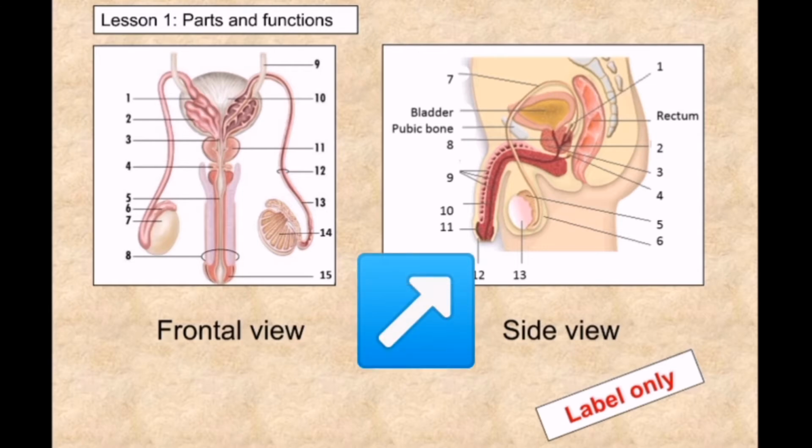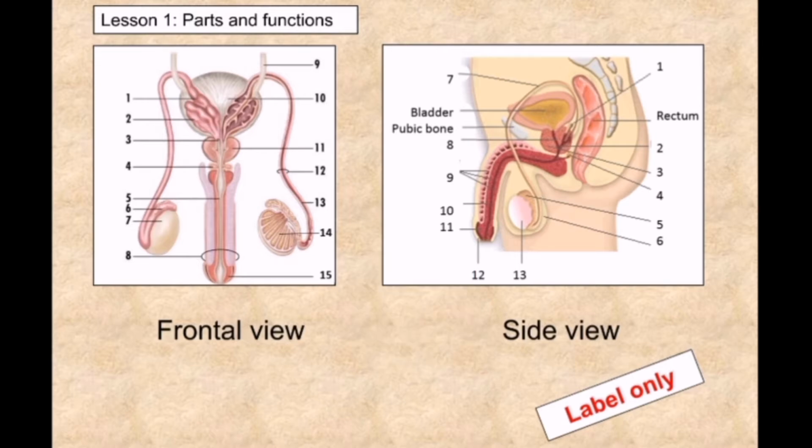Now, the thing is that you can get any surprise in an exam. They can give you a frontal view picture or a side view picture, so the best is to actually learn the labels on both and understand them. And then you don't get surprises in the exams.